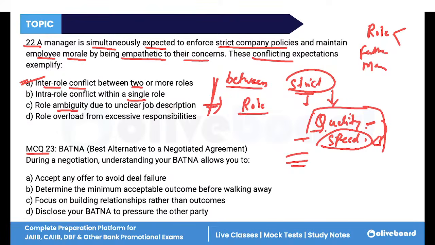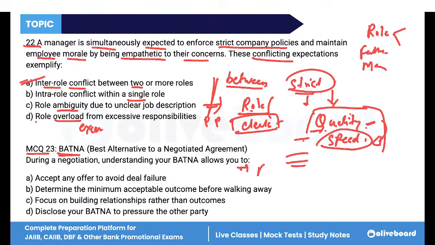Role ambiguity means when your role is not clearly defined. You have been appointed as a clerk in the bank, but still your work is not clearly assigned. Sometimes you are given the work of a manager also, sometimes you are given the work of a peon also. So this is when your role is not clearly defined. Role overload means excessive workload and excessive responsibilities. That is role overload.